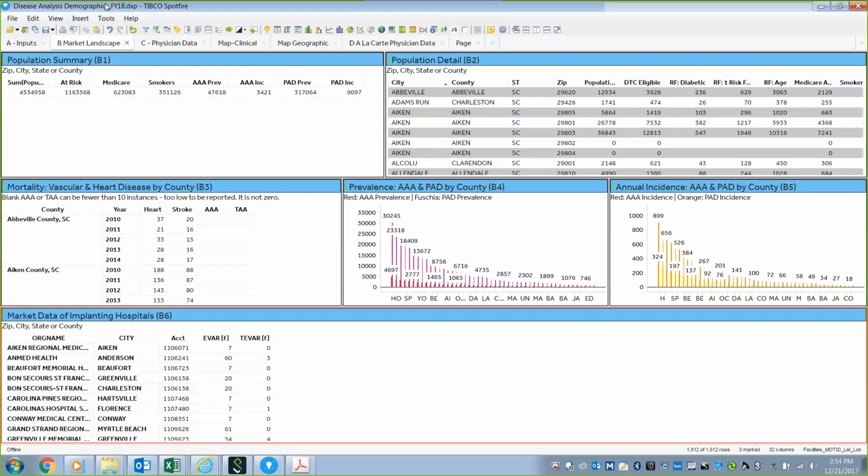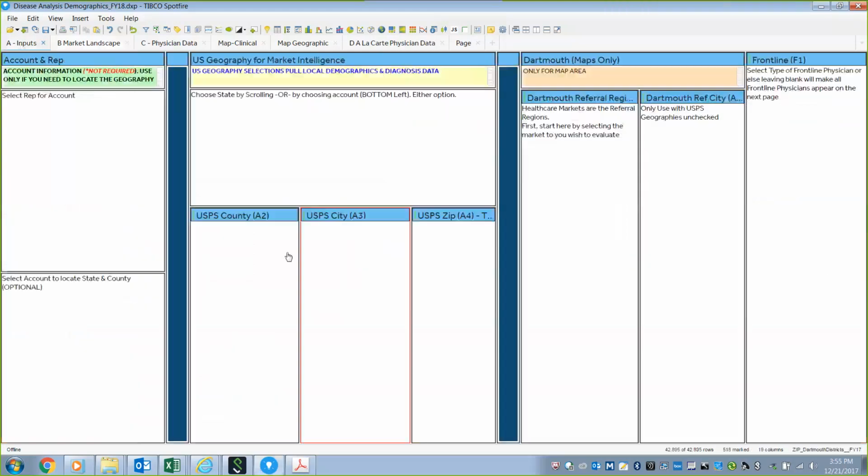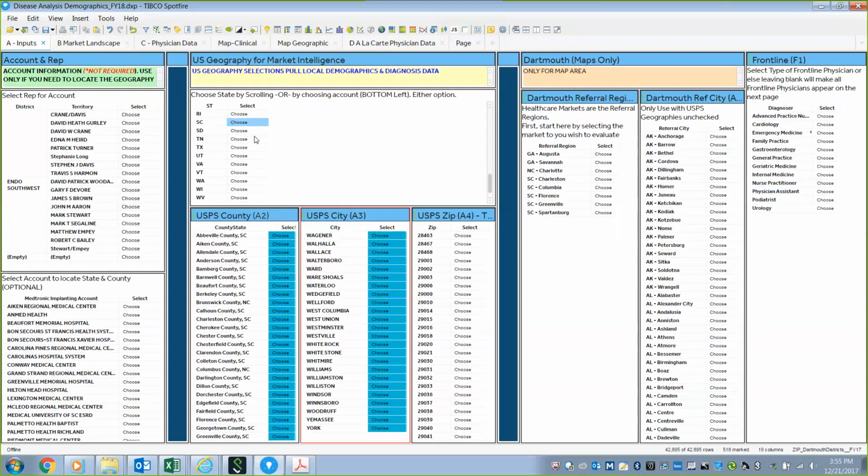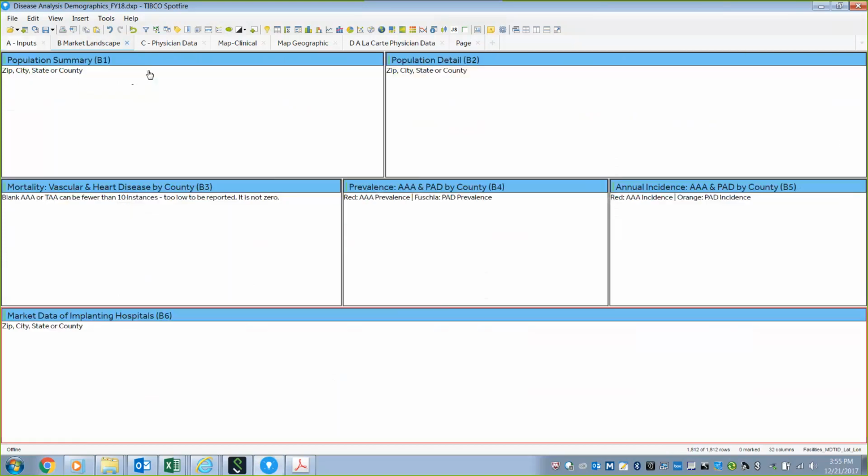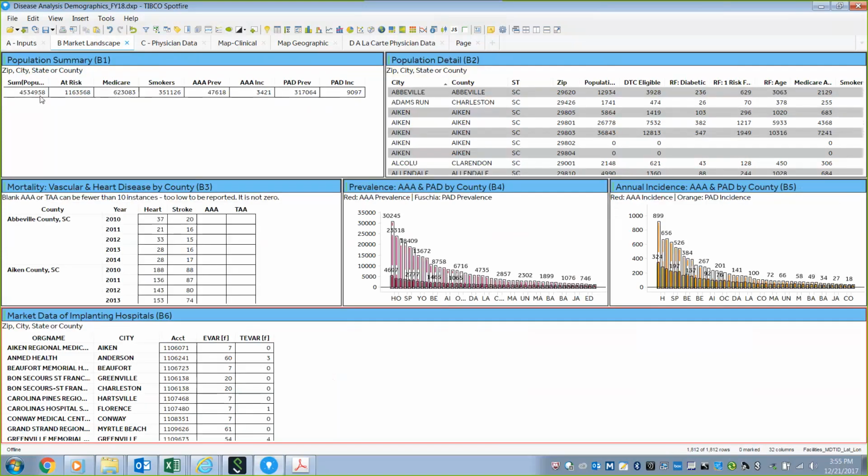So the source of the data, there's a lot of different sources. First, I'll just mention, for inputs, I pulled the entire state of South Carolina. So what we're looking at, just in case you're curious, is every county and every city in South Carolina, okay? So back to market landscape. The sum of the population.